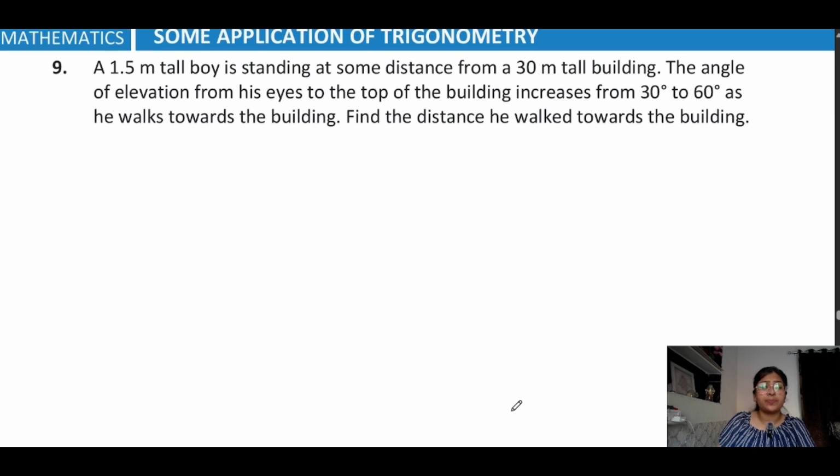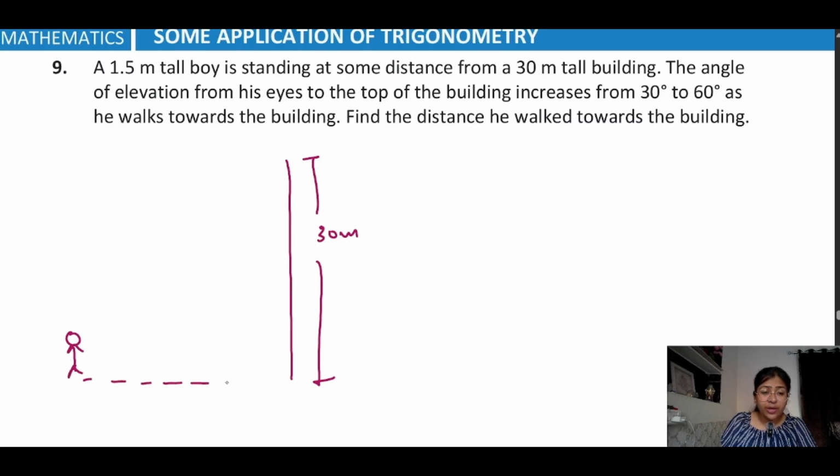Yes, try this. A 1.5 meter tall boy is standing at some distance from a 30-meter tall building. This is a 30-meter tall building. A boy whose height is 1.5 meter is at some distance from this 30-meter tall building. So we are letting this distance as x.